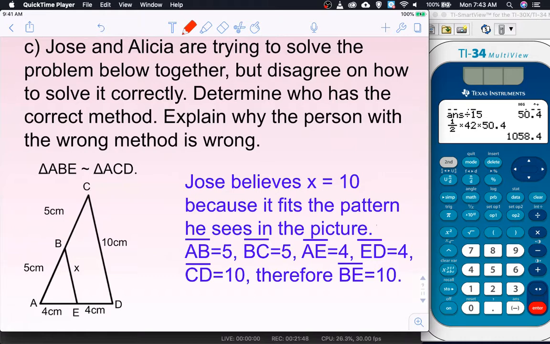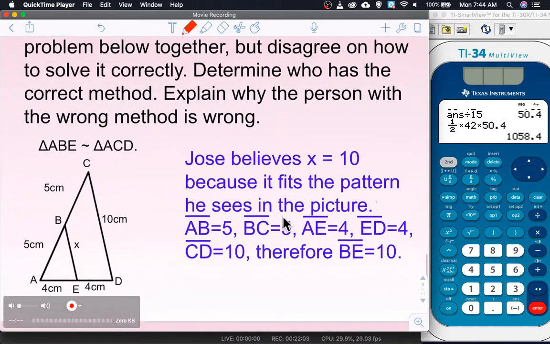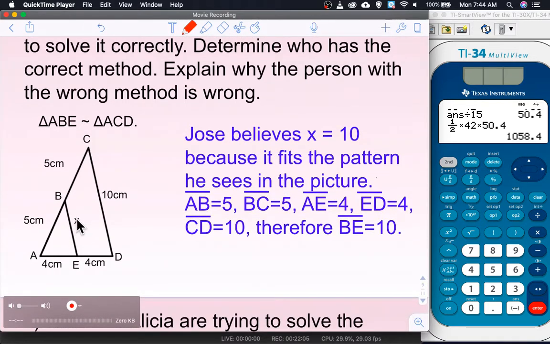Jose and Alicia are trying to solve the problem below together, but disagree on how to solve it correctly. Your job is going to be to determine who has the correct method, and then explain why the person with the wrong method is wrong. So, here's what Jose believes. They're trying to find side x.